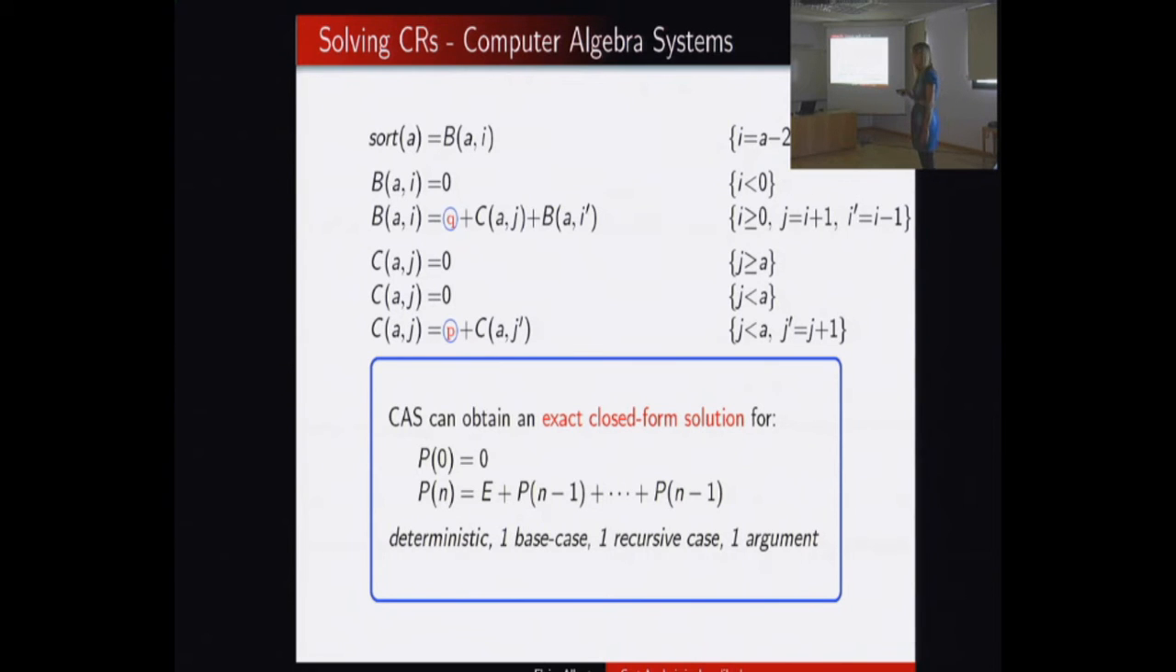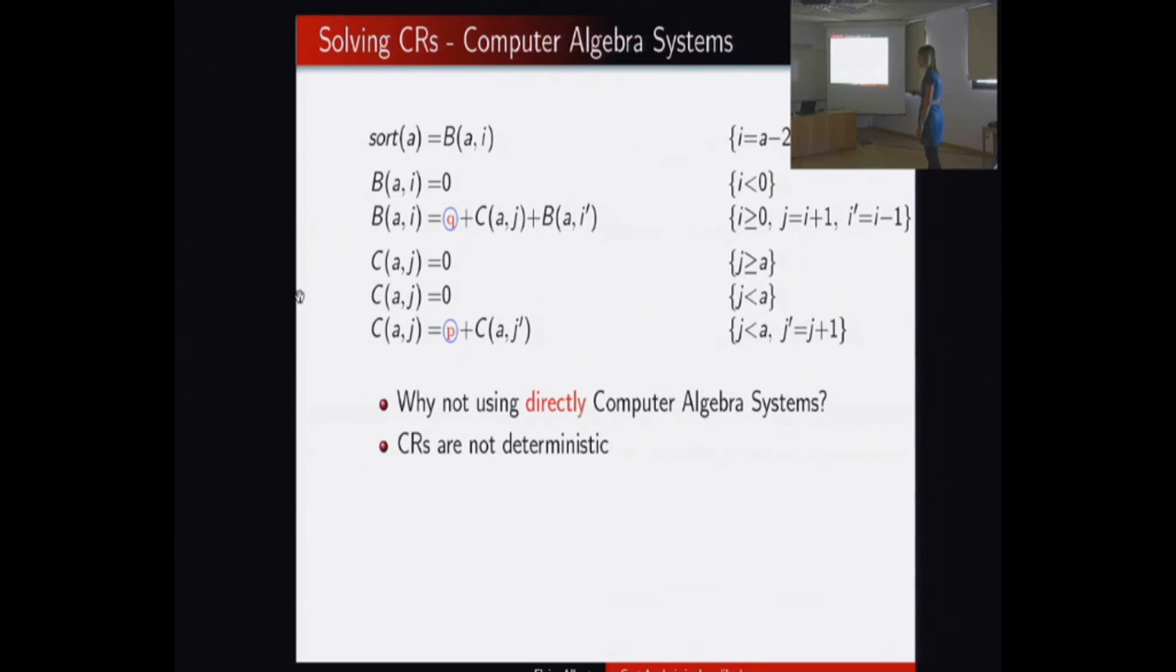I mean, they require deterministic recurrence relations. They require that we have only one base case and only one recursive case, and usually only one argument, ideally a decreasing argument. So they can handle equations of this form, and if you give them one equation of this form, they give you a very precise result, much more precise than anything that we can do. But the problem is that in practice, when you do cost analysis of programs, you never find anything like this, not even for very simple programs.